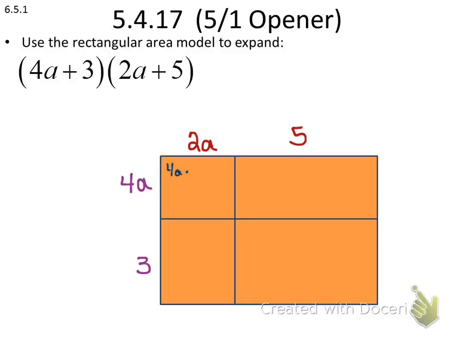So I'm going to take my height. And what's my width of this rectangle? 2a. And what's the area going to be then of this section? 8a squared. Perfect.